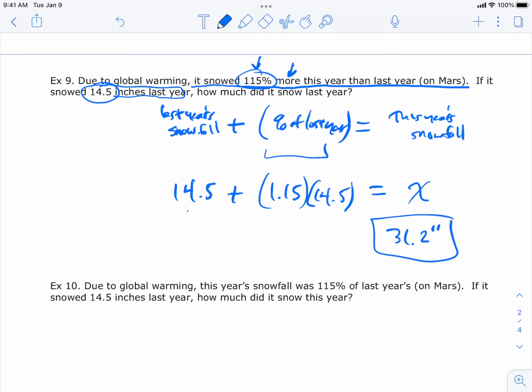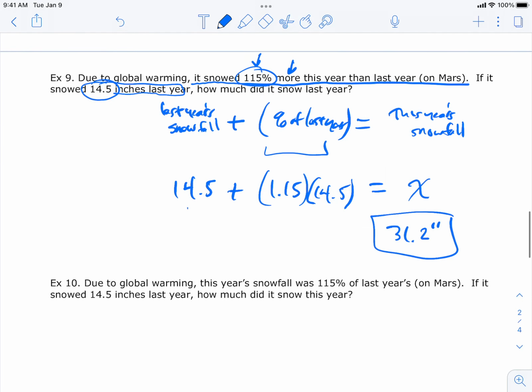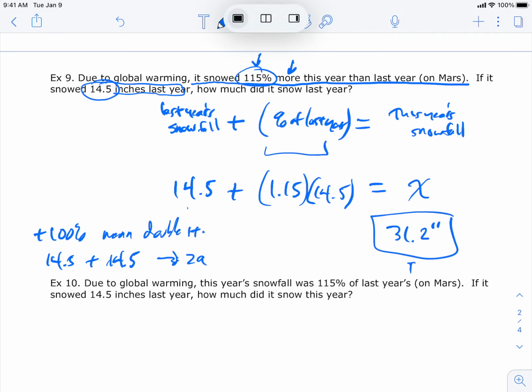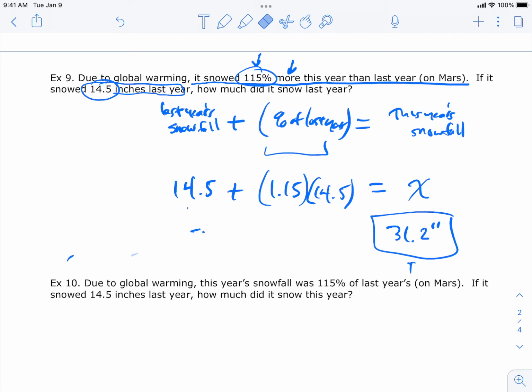Ooh, that is an increase, isn't it? As a little reality check, up 100% would mean double it. Because if you started at 14.5 and then you went up by 100%, that means you went up by as much as you used to have, by the same. That would have been 29, and we went up by a little more than 100%, so we got a little more than 31. So it checks. It checks.